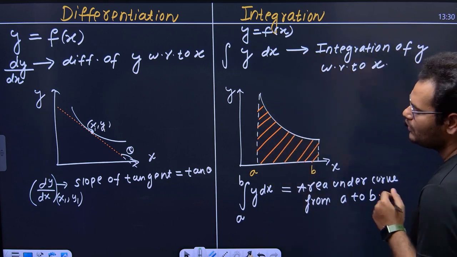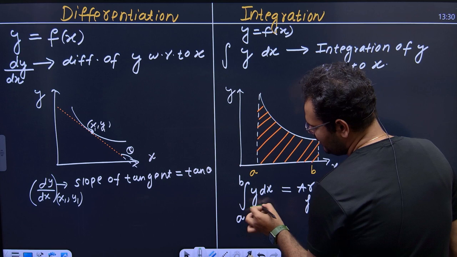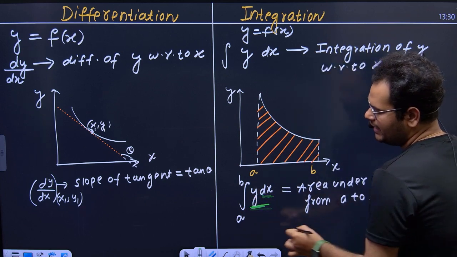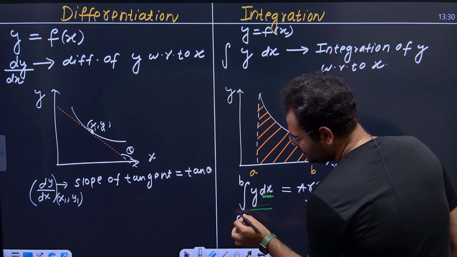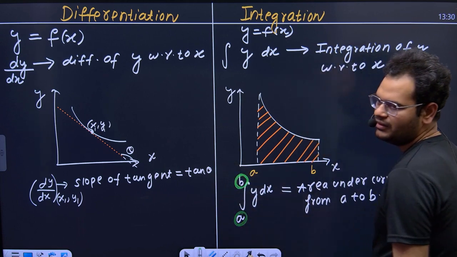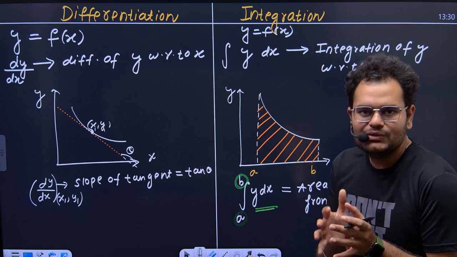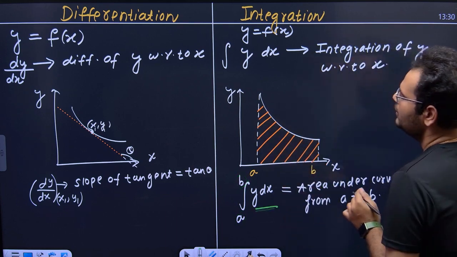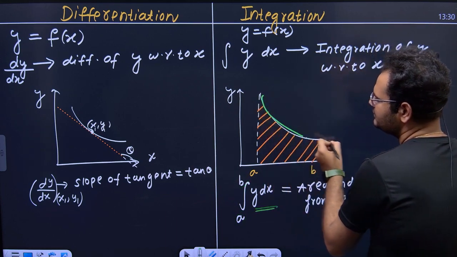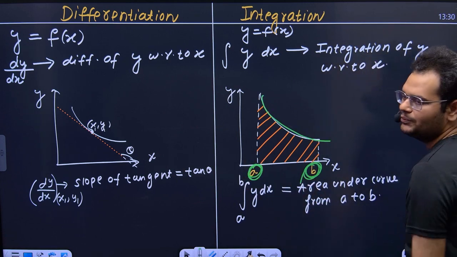So what is meaning of integration? So first, integration of y dx, that is integration of y with respect to x. And I write limit here. Limit means this is called as a lower limit and this is called as a upper limit. When I write like this, then I mean to say that we are trying to find area under this curve from x is equal to a to x is equal to b.